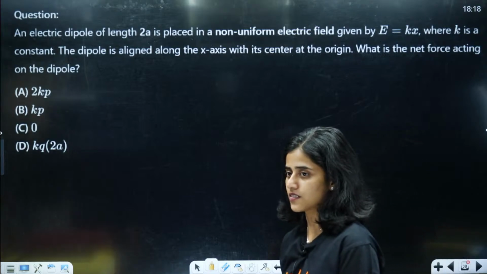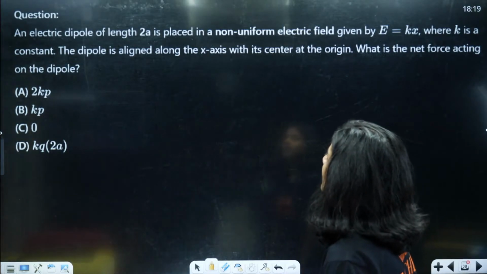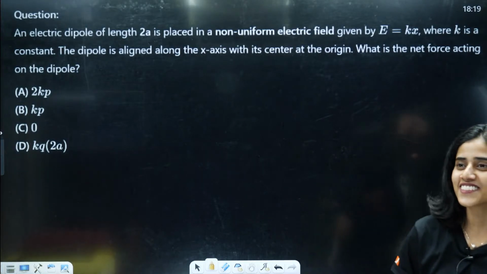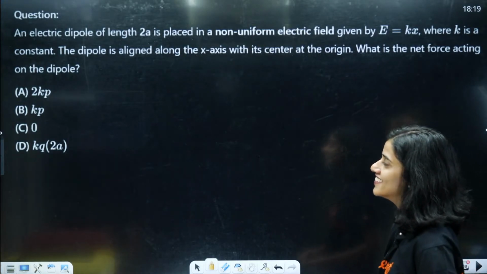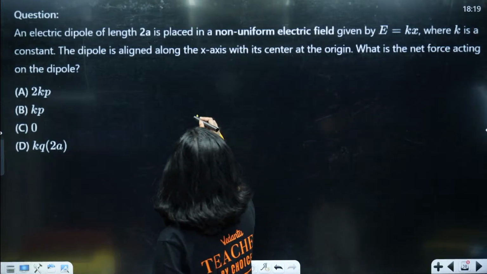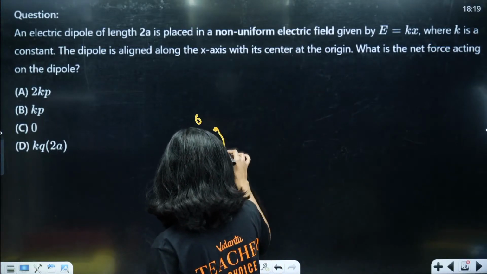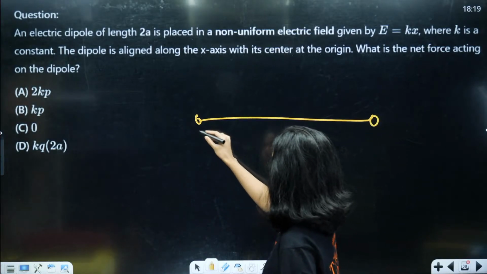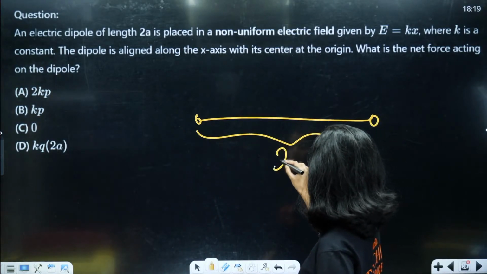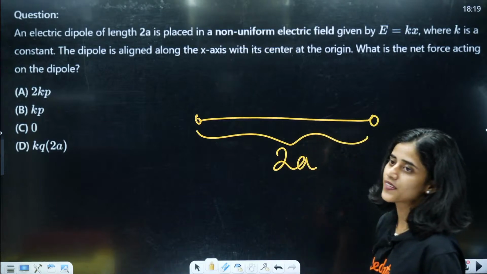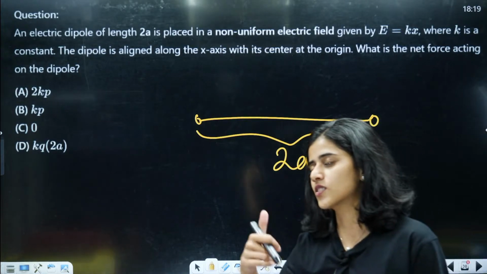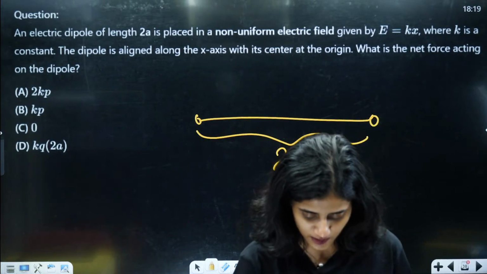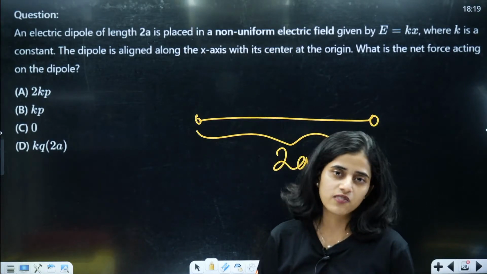Okay, next question. We have an electric dipole of length 2a. So let's say you have an electric dipole and the total length of the dipole is 2a. Yes, good, it's B. That was a very direct question. That's why I didn't explain anything. It's the derivation for torque.